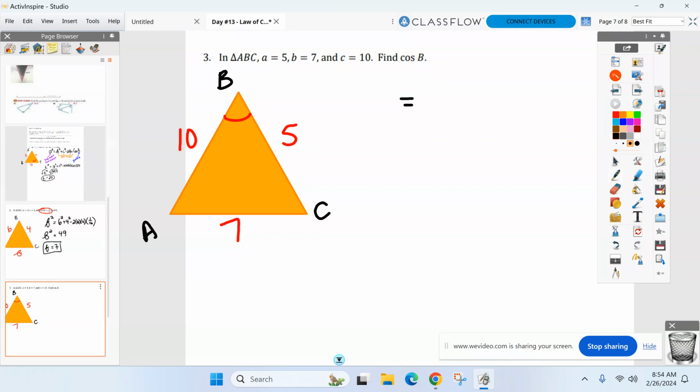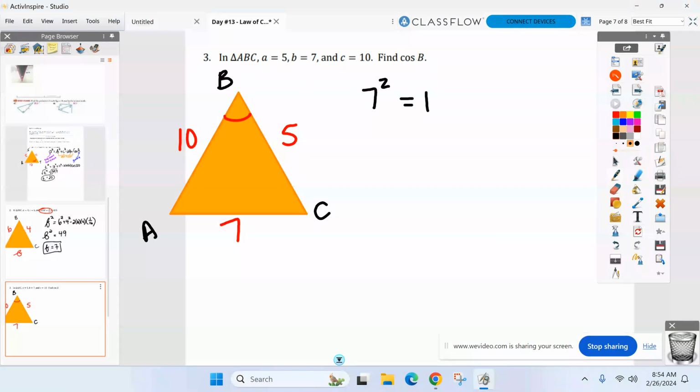What's the only angle we're talking about in the problem? Cosine of angle B. What's the side across from angle B? 7. So that's how I know to start off with 7 squared. We all right? I'm not asked, I don't know anything about A or C. I'm asked about angle B. All right, let's keep going.